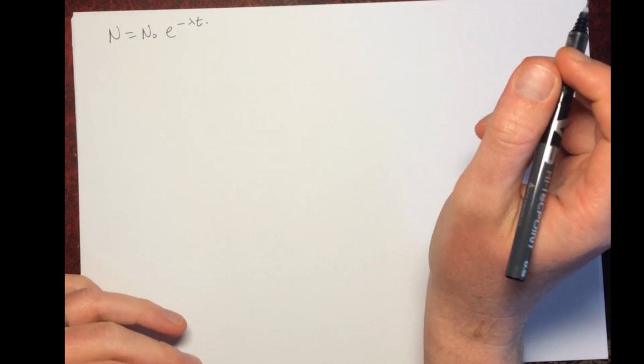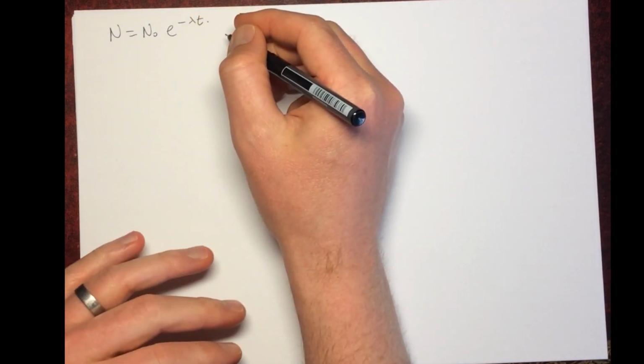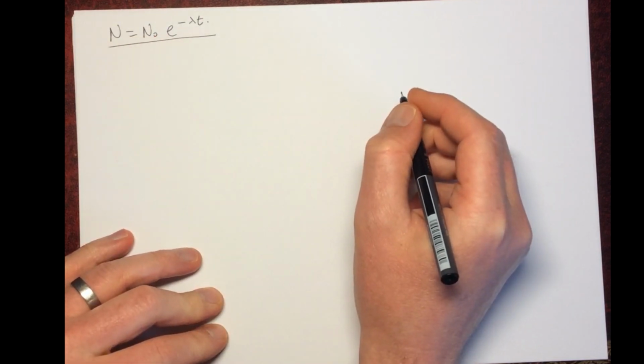I'm going to show you how to derive an equation linking the decay constant and half-life, and you need to be able to do this derivation for the exam. So let me explain. We start off with this equation here again, N equals N naught e to the minus lambda t.